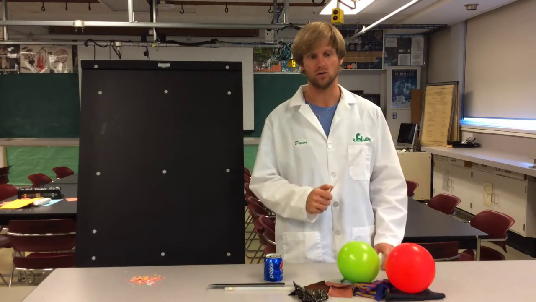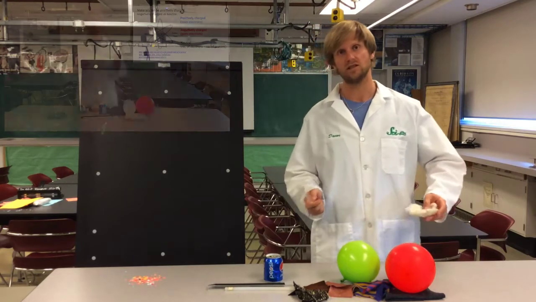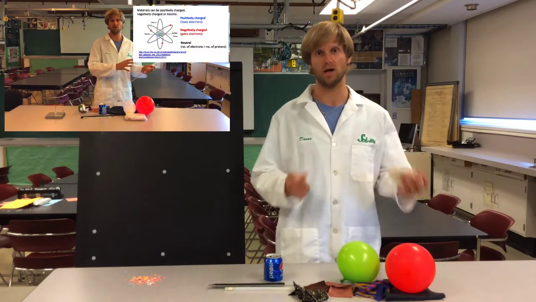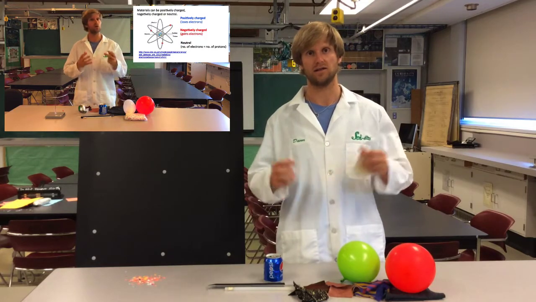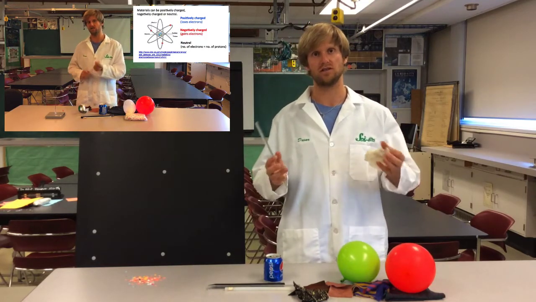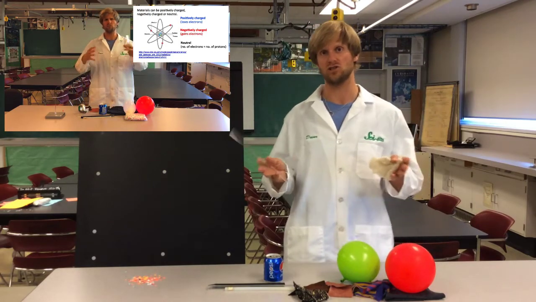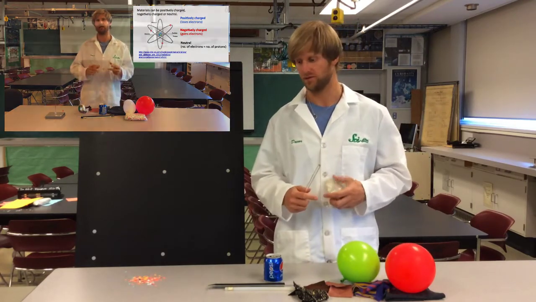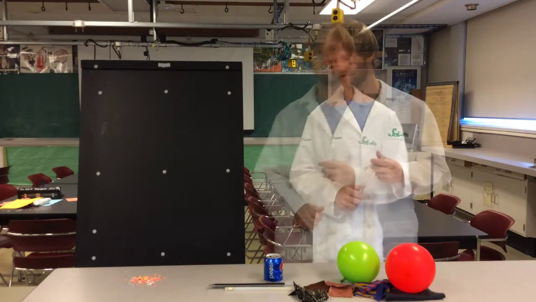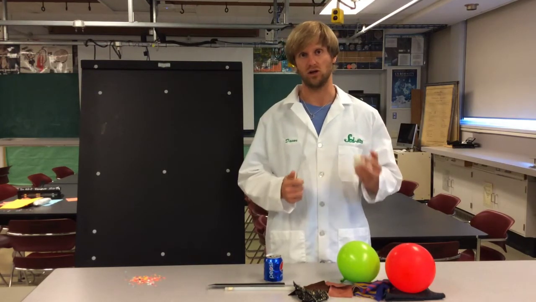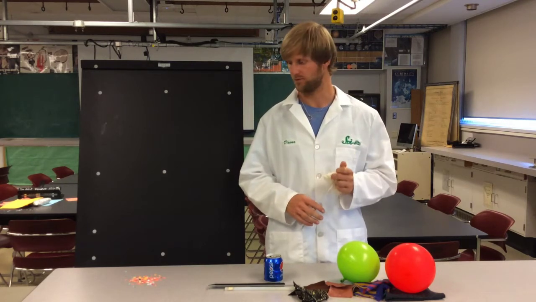In the first video, we talked about how objects can be charged by rubbing them. They can be negatively or positively charged, and negative charges and positive charges can attract or repel each other. Like charges repel, opposite charges attract. In this experiment, we're going to look at how charged objects can attract neutral objects.